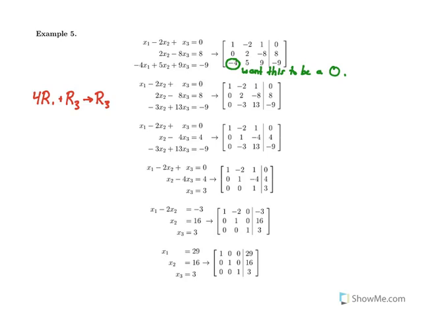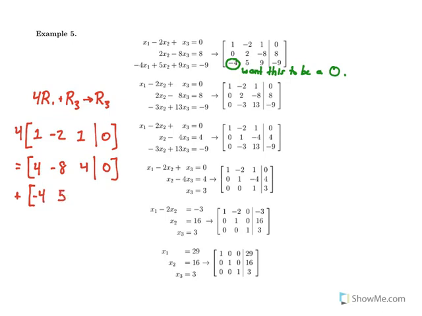If I take 4 times the first row, let's represent this row as 1, -2, 1, and 0. That's going to give me a 4, a minus 8, a 4, and still a 0. And I'm going to add that to that third row, minus 4, 5, 9, minus 9. When we're talking about adding, we're just adding those rows together term by term.